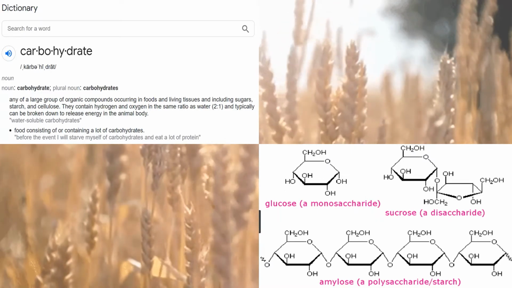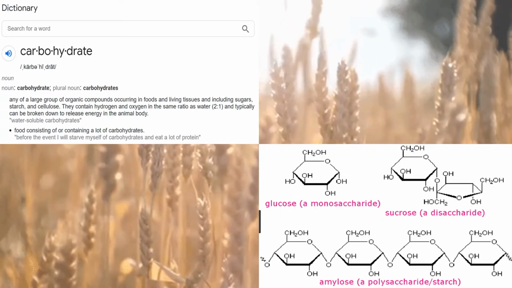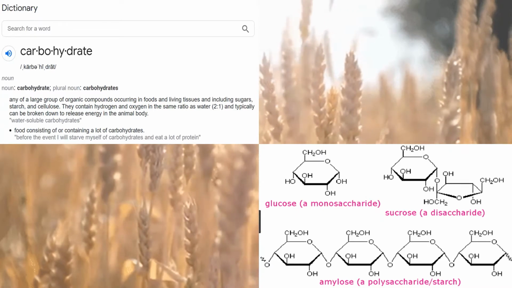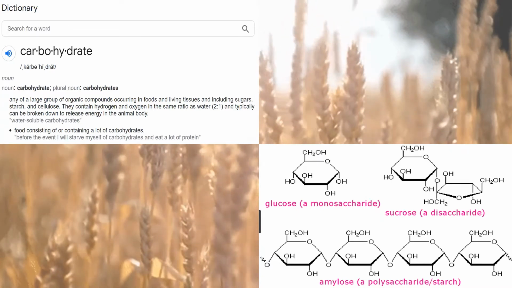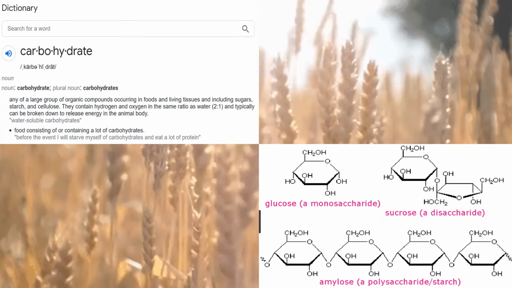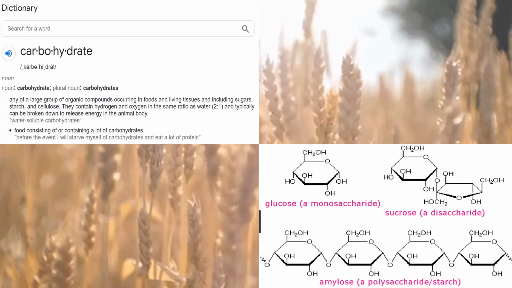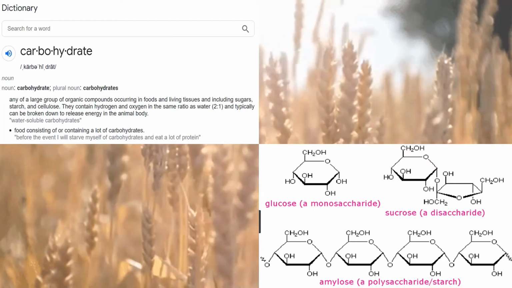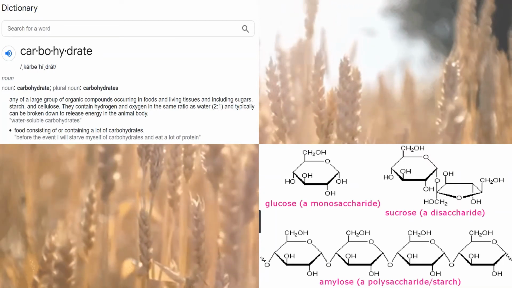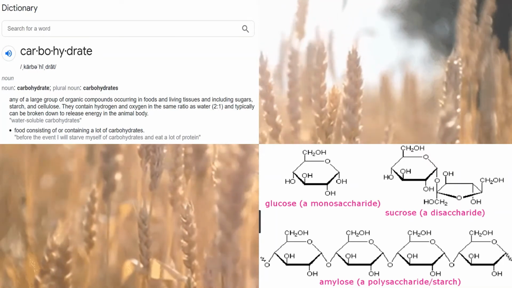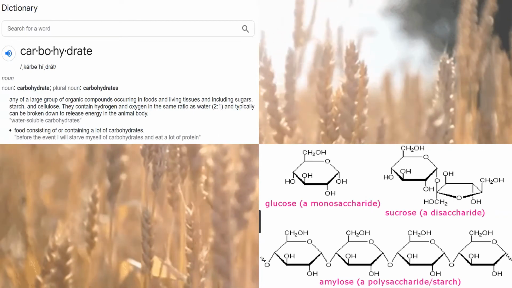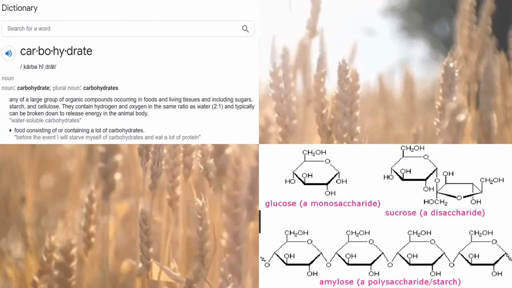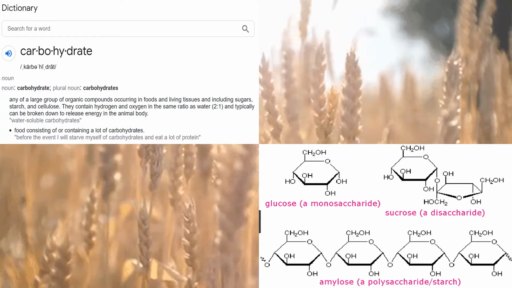As we can see in the picture below, glucose. So we talked about glucose with photosynthesis and cellular respiration. That is a sugar or a carbohydrate. And again, that is broken down to release energy. Living things need energy to be able to do other things to survive. So that's why carbohydrates are super important.